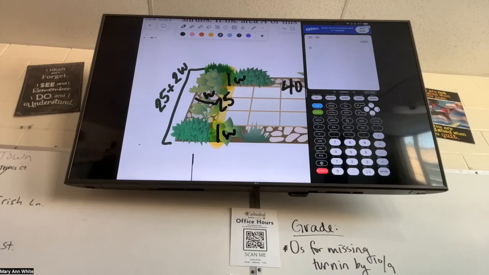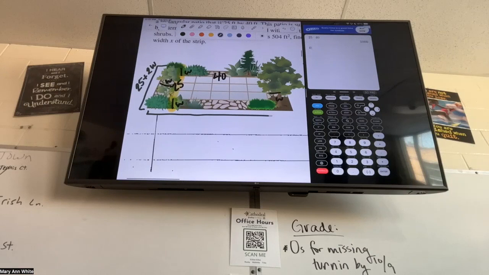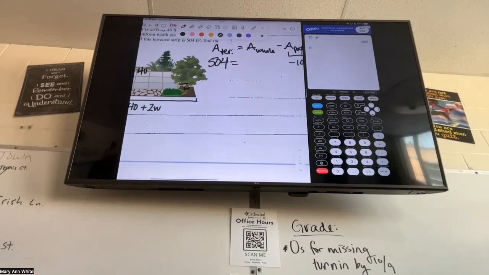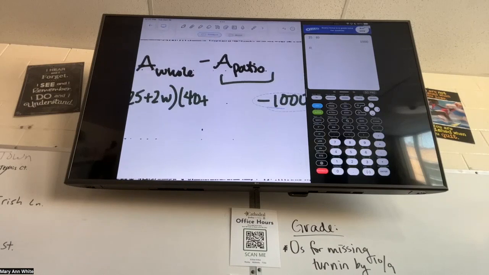Using that same concept, what's my other side going to be measured now? This one was 25 plus 2W. 40 plus 2W, awesome. Now, the area is going to be multiplying those two together. So we can say 25 plus 2W times 40 plus, we're running out of space, let me move that. Plus 2W.